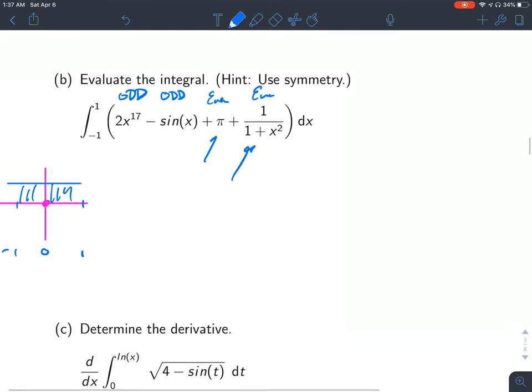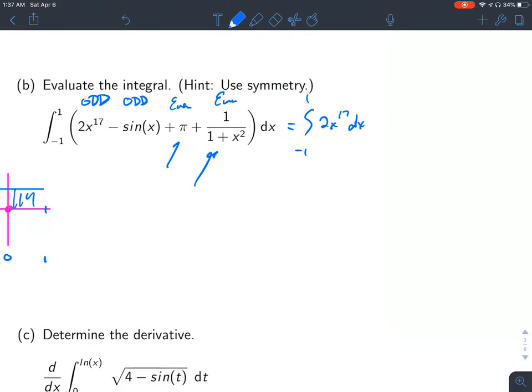So let's try to integrate this. Once again, if I just break this apart, the integral from -1 to 1 of 2x to the 17th dx minus the integral from -1 to 1 of sine of x dx, both of those are going to be 0.